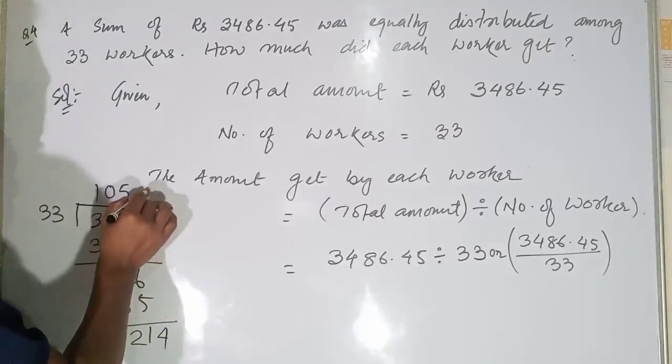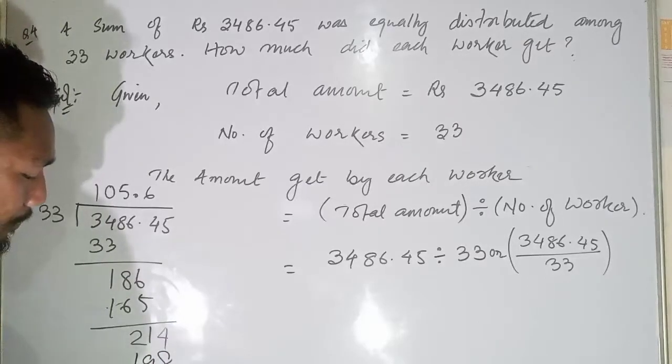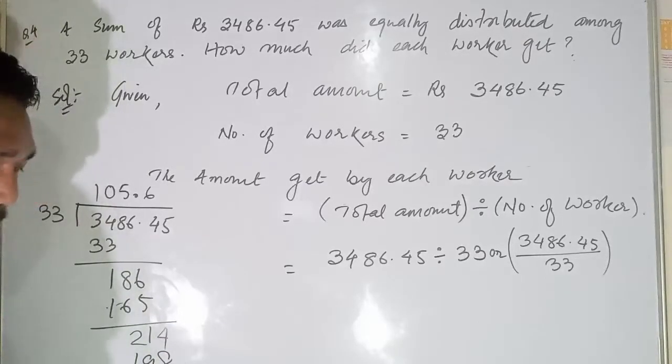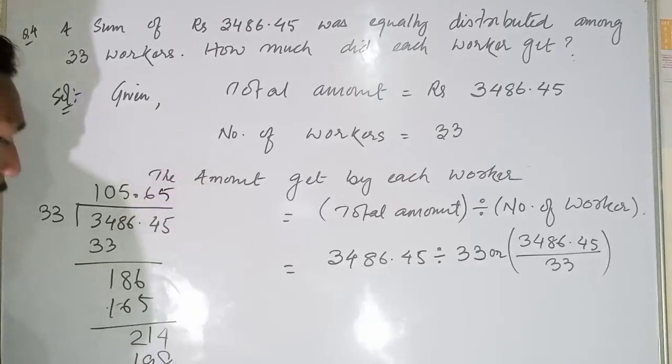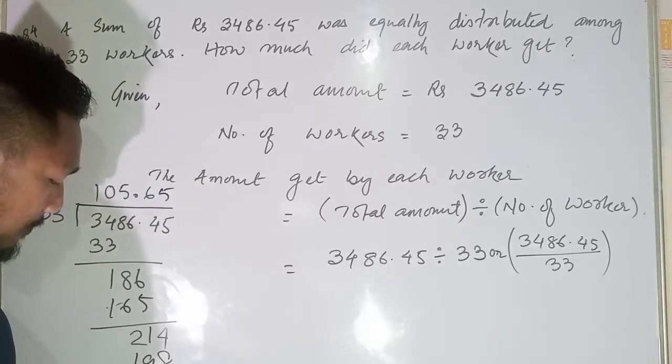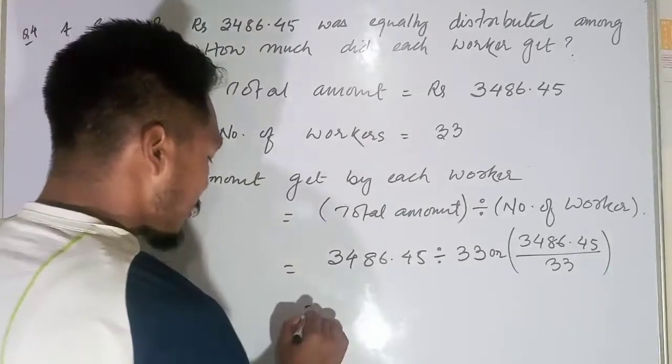Now 6 3s are 18, 1 and then 6 3s are 18, 19. So subtract it, how much is it? 6 5, 9 here, 1 here. Okay, so how much is this? 33 5s are 165. So how much did we get? If we divide them, what is the amount?